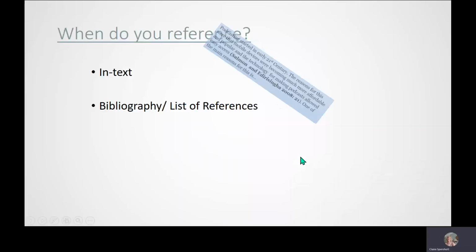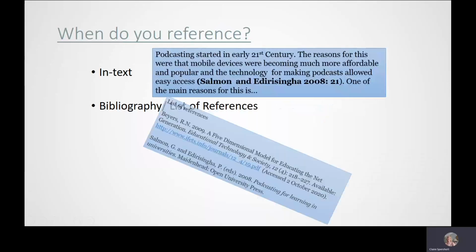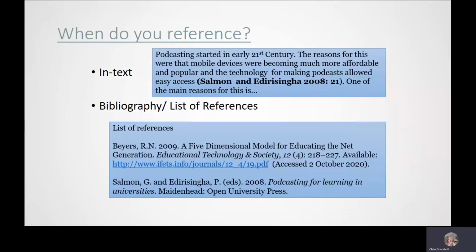Okay, so when do we reference? There are two parts to referencing. There's what's known as the in-text reference, which is in the body of the text. As you're writing your assignment or your research, your in-text reference would appear there, and it's usually the surname or surnames, the year, and the page number. Whereas your list of references comes right at the end of your project, and all the full information is included in that.